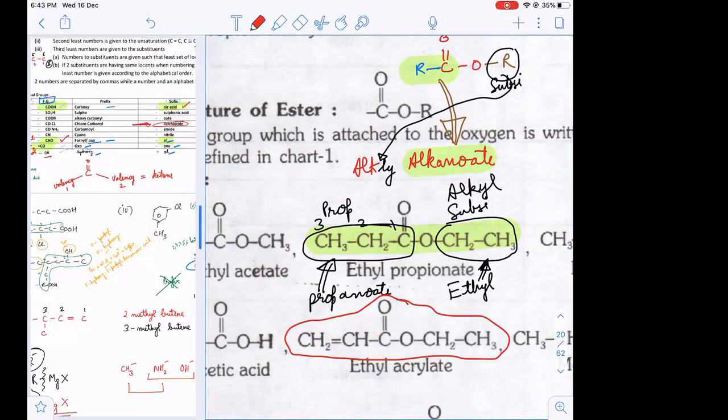Sir, I had a small doubt. Yes, please. Between acetate and ethanoate, are they the same? Acetate and ethanoate? See, acetate is the common name. We will not be using acetate in IUPAC. Acetate is a common name derived from acetic acid. IUPAC has no place for acetate.